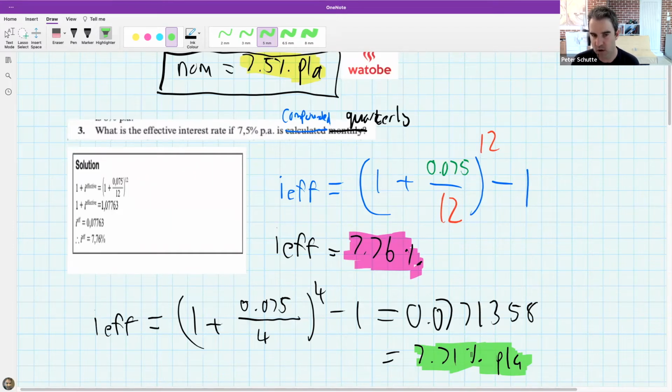Can you see that the effective interest rate when you compound per quarter is lower than the effective interest rate when you compound per month? Give me a thumbs up if you see that. Like the pink one is bigger than the green one. Can you see the pink one is bigger? And the reason the effective rate is higher is because you've chopped it up into smaller pieces, and so you've got more interest on interest.